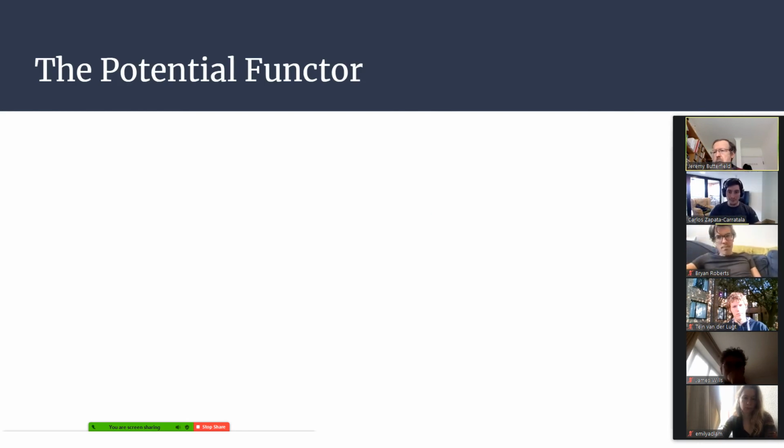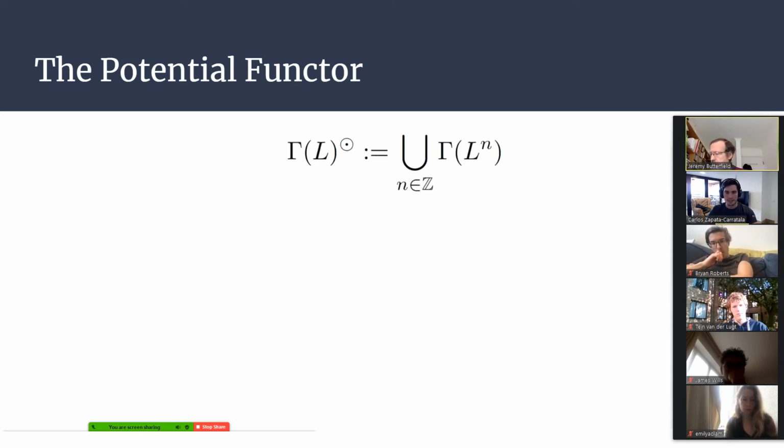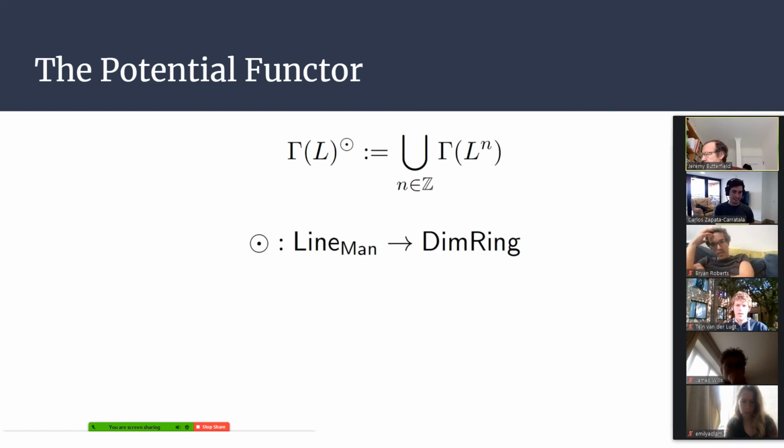So this is where the potential functor comes again to the rescue. And as I said, this was the main construction that I was going to be building my discussion on. So we take the potential construction, but now for sections of the line bundle, which is this trivial, naive construction that you see there. Here, n again denotes the tensor powers, positive, negative, with the dual and all that jazz. And then you can show, with a little bit of work, that this assignment is in fact a functor from line bundles to dimension rings.